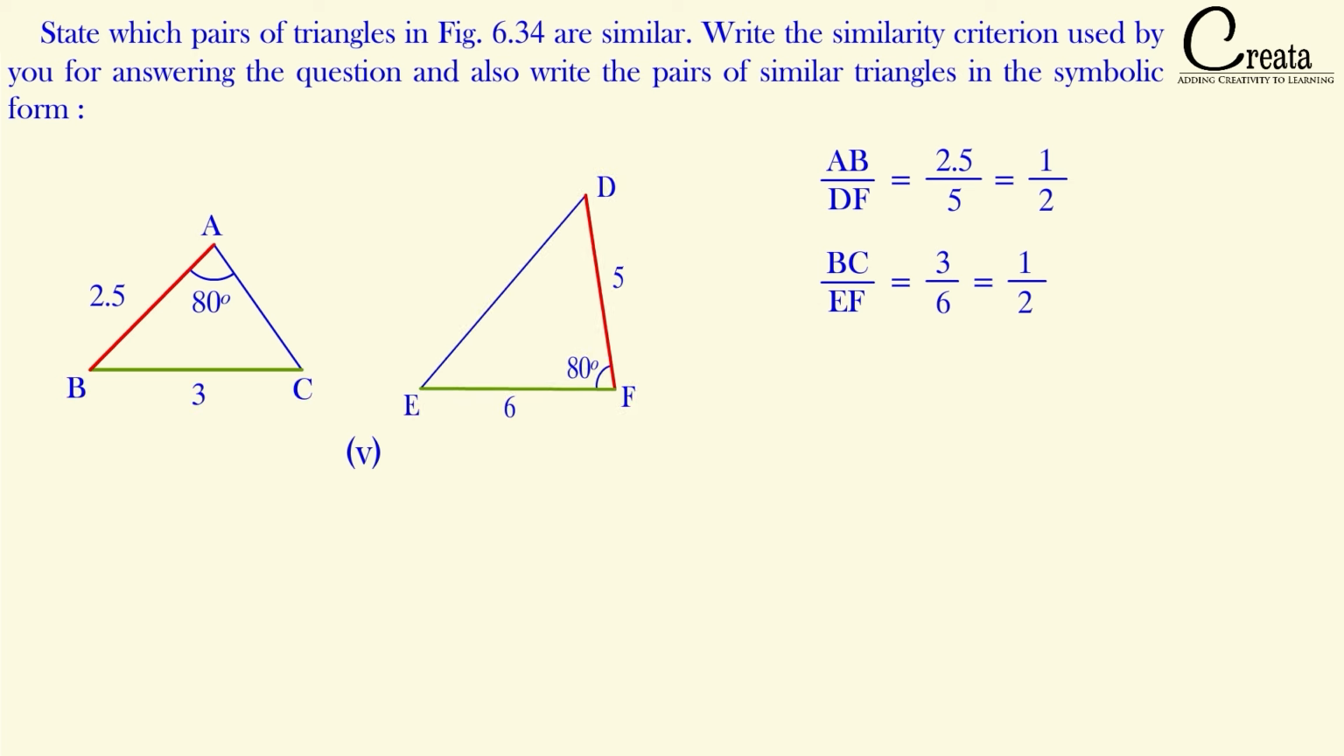Let's flip the triangle to match the ratio of the corresponding sides as equal. That is, AB should match with DF because the ratio is 2.5 upon 5, that is 1:2 or 1 by 2, and BC with EF, 3 by 6, it is 1 by 2.